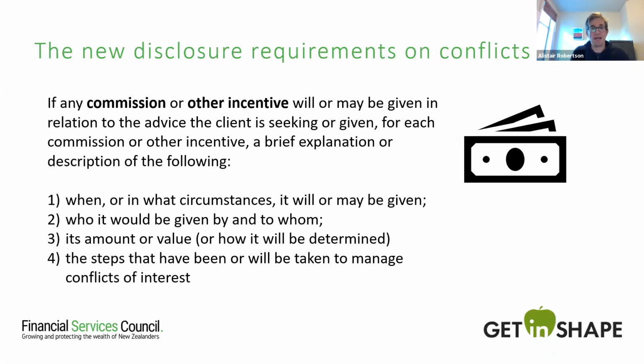Next slide, please. So what do you need to disclose if there is a relevant commission or other incentive? You need to provide a brief explanation or description of the following matters: when or in what circumstances it will or may be given, who it would be given by and to whom, its amount or value, or how it will be determined. So, for example, it would be determined on a percentage rate depending on volume of sales, etc. The steps that have been or will be taken to manage the conflicts of interest, which links, I guess, to what we were talking about earlier in terms of steps that you need to take to manage your conflicts of interest.